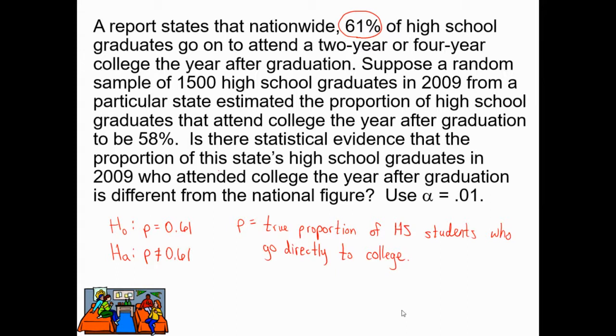Okay, so what's this 1500 in the problem? That's our N. Let's make note of that. What about this 58%? That's going to be our P hat. That comes from our sample. And then, of course, they tell us use alpha as 0.01. That's all of our information from the problem itself.